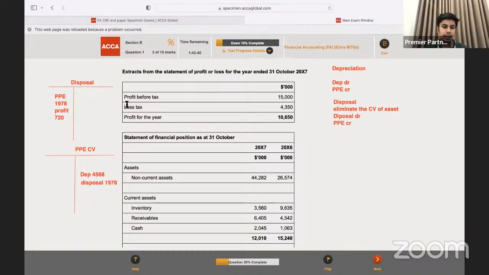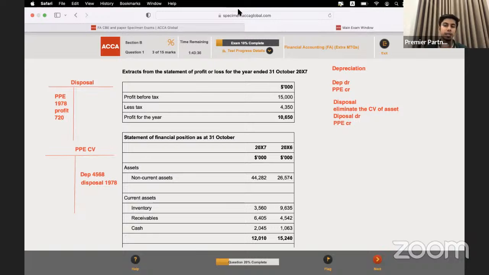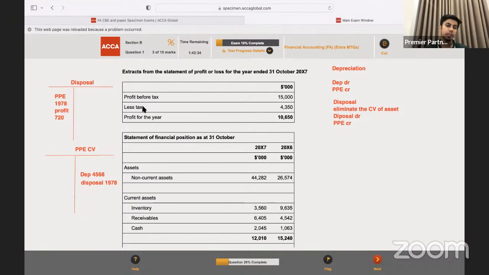Less taxation. So normally, guys, from my experience, for tax we have to always open an account. Why do we have to open a tax account? Because we have to understand how much tax was paid. So for that, we normally open up a tax account in our cash flow question. So let me draw that over here and keep a tax account.